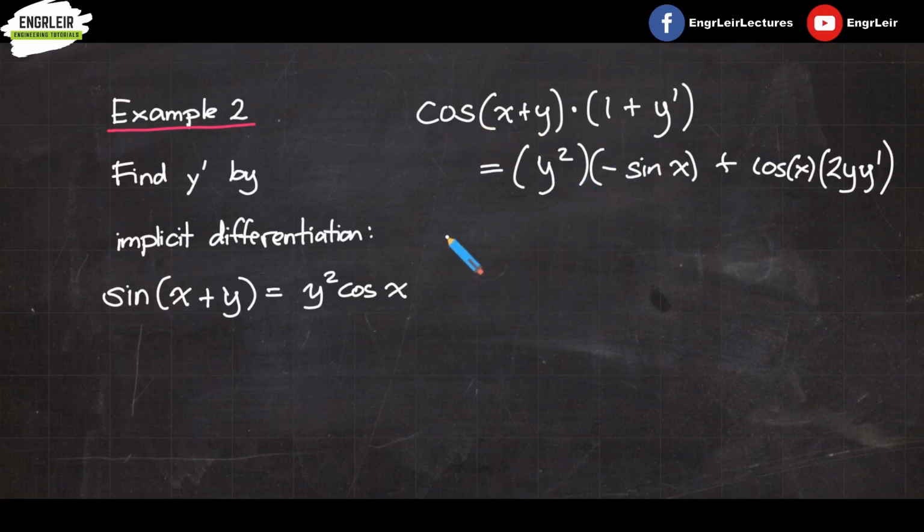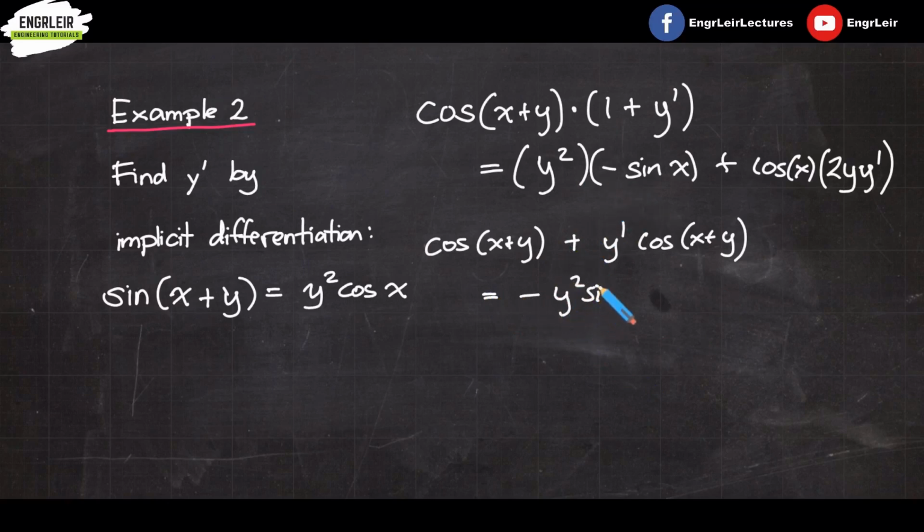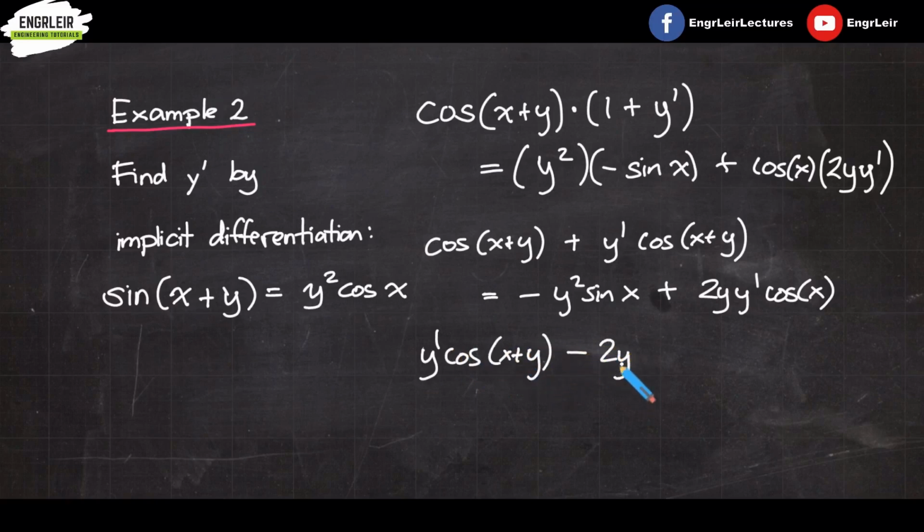So, let me distribute this. This would be cosine of x plus y plus y prime cosine of x plus y is equal to negative y squared sine of x plus 2y y prime cosine of x. I will gather everything with y prime on one side and everything without on the other. So, this becomes y prime cosine of x plus y minus 2y y prime cosine of x. Okay? Then, this would be equal to negative cosine of x plus y minus y squared sine x.